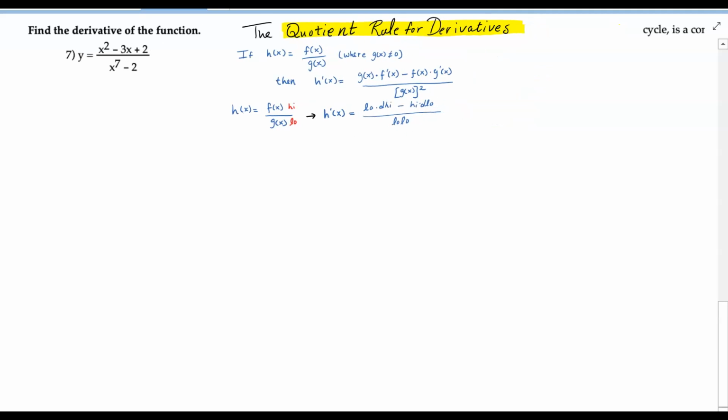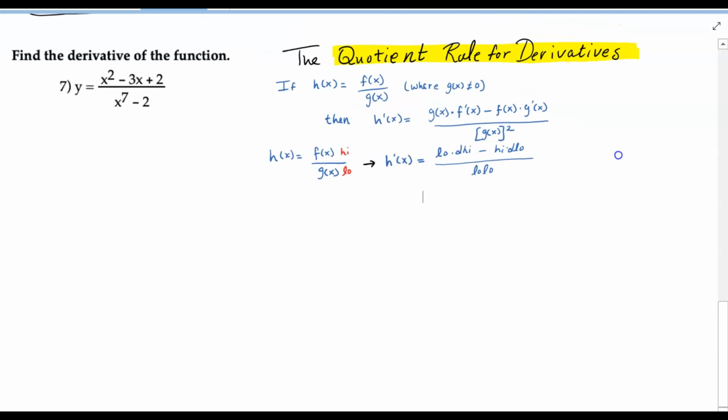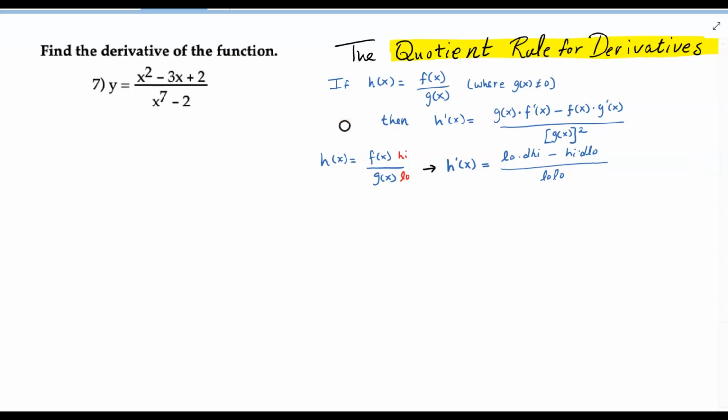Let's see here. All right, so here's our example. We're going to call it number 7, and I'm going to call this high and this low. And what we're going to do is think about these in isolation, similar to the product rule, but we're going to call them high and low. So high, I'm going to call x squared minus 3x plus 2. Low, I'm going to call x to the 7th minus 2.